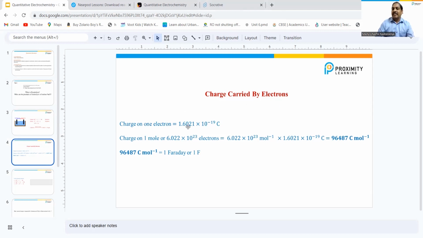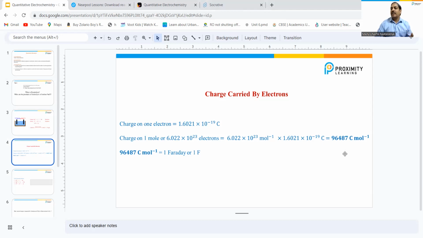So the charge on each electron is 1.6021 × 10^-19 coulomb. 1 mole of electron means Avogadro number of electrons. So charge on 1 mole of electron would be the Avogadro number times the charge on each electron. So that comes to 96,487 coulomb per mole.